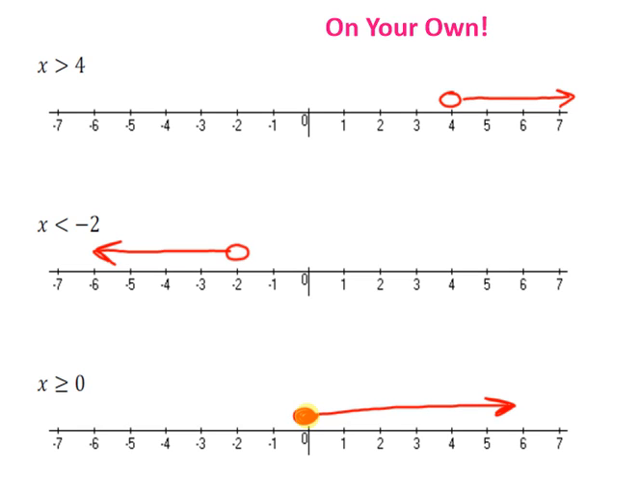Alright, if you're not done, go ahead and hit pause. If you are done, go ahead and check your answers. So for the first one, it should be on the 4, pointing to the right. The second one on the -2, pointing to the left. And on the third one, it should be a closed circle on the 0, pointing to the right.